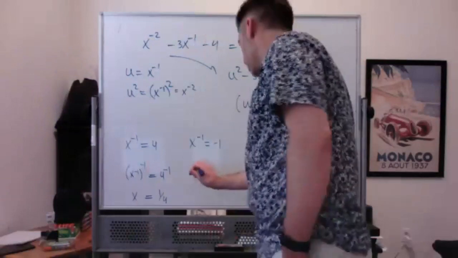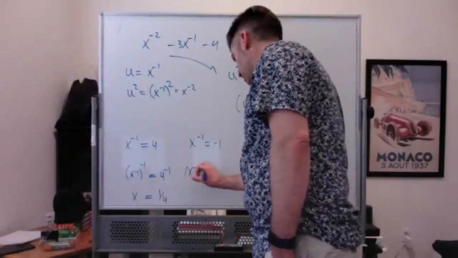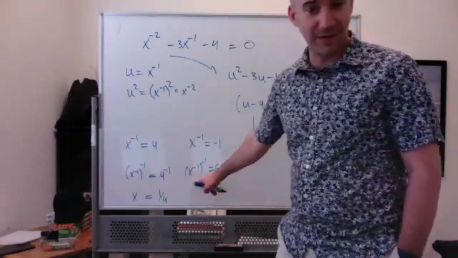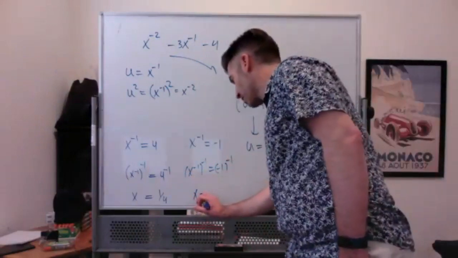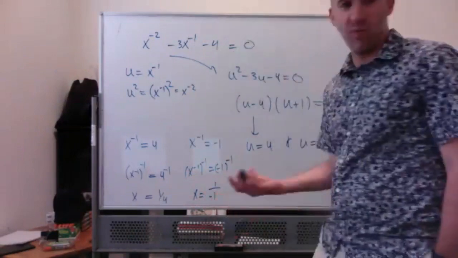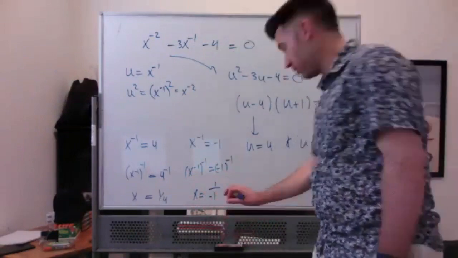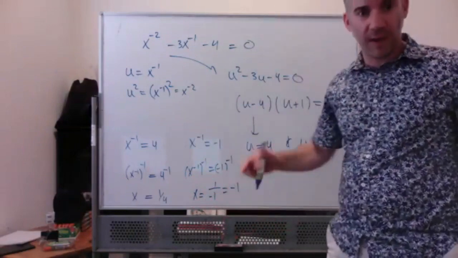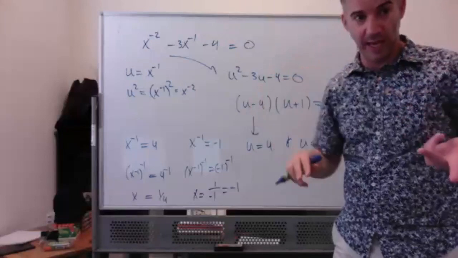Same idea here. X to the -1 to the -1 equals -1 to the -1. X to the -1 to the -1 is just x. And -1 to the -1 is 1 over -1. But 1 divided by -1 is just -1. So yeah, that's how you deal with the negative powers, it just ends up giving you a reciprocal at the end.